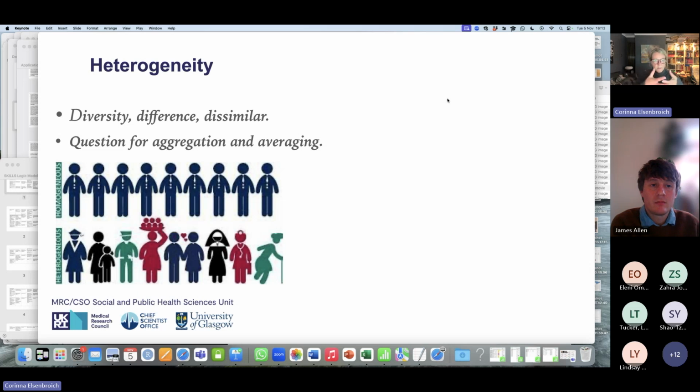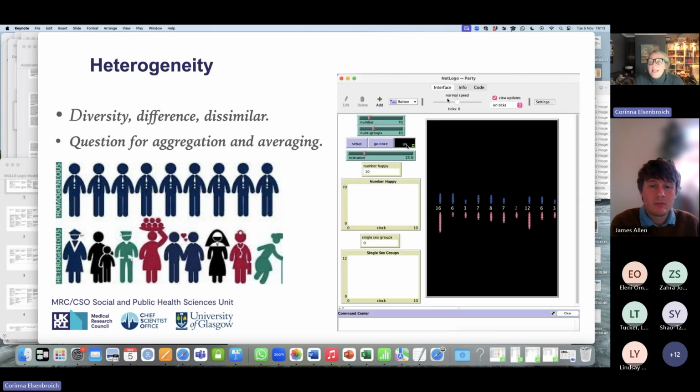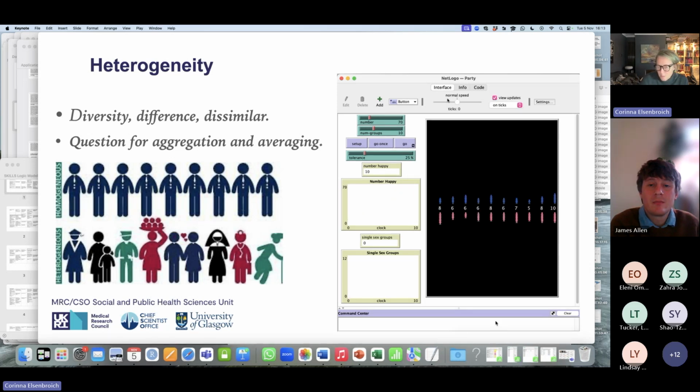Let's see what happens when they interact with each other, within the group and between groups, for example. And here we have a little example. This is a model called Party. In the model, we're starting off with mixed sex groups at the party, but the agents have a slight preference to be in a single sex group.